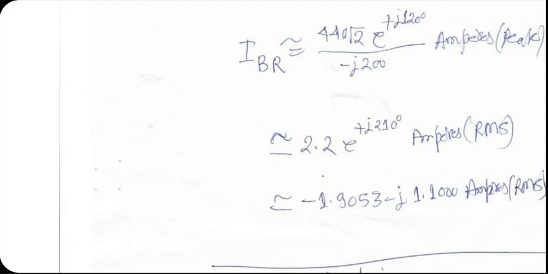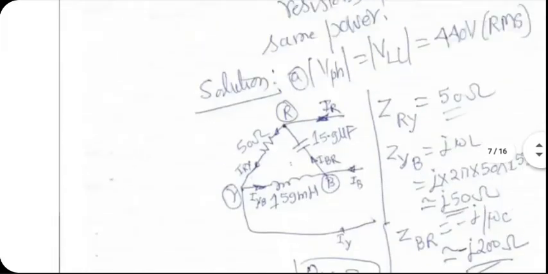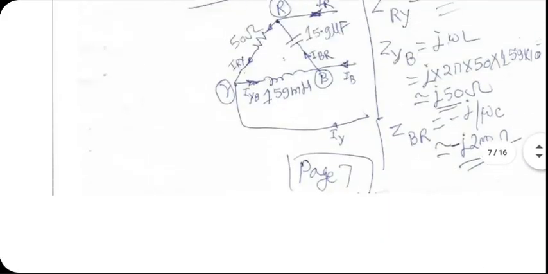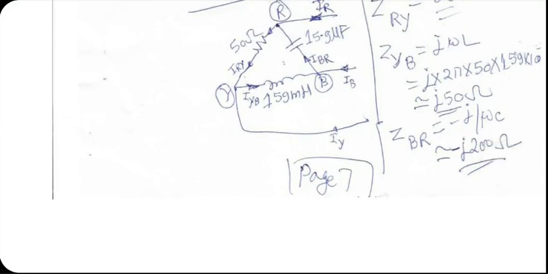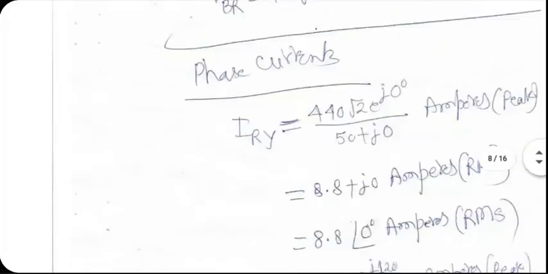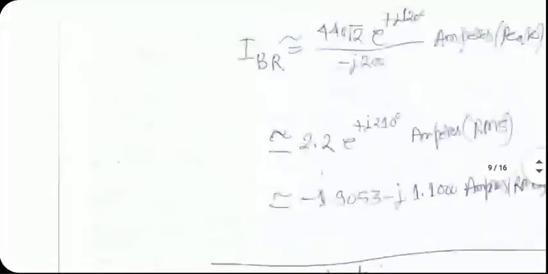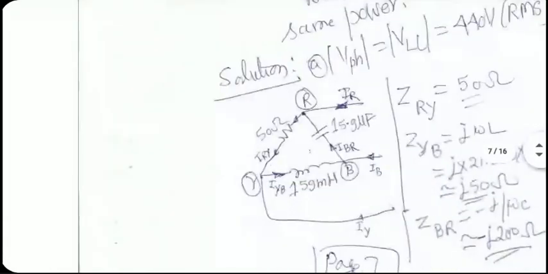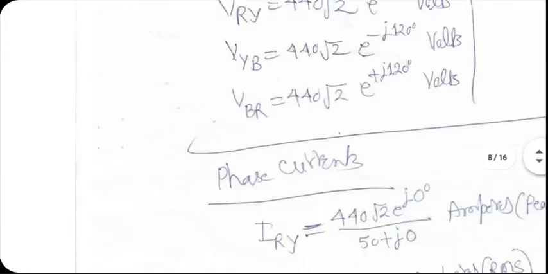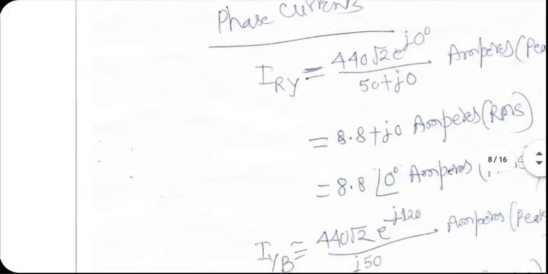Here, keep in mind that ZBR is actually minus J200 ohm. So the magnitude of the current in this case will be different from the magnitude in the other two cases. Because for the first two impedances, you had 50 ohm. In one case, it was real. In the other case, it was imaginary. But for the third case, you have minus J200 ohm. So obviously, the current will be different. The magnitude also will be different.